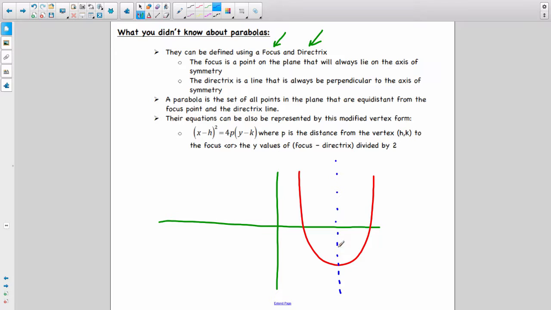And the directrix is a line that will always be perpendicular to the axis of symmetry. Perpendicular means running this way, right? Opposite. Negative reciprocal slope, you geometry fans out there. Look, right triangle. I love it. Right angle. That's perpendicular. Here's the really cool thing about parabolas.